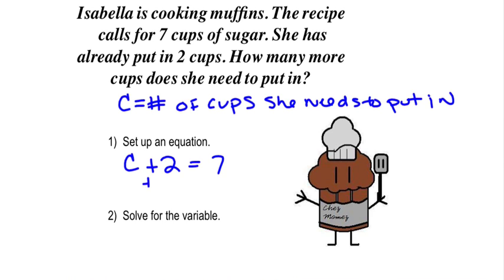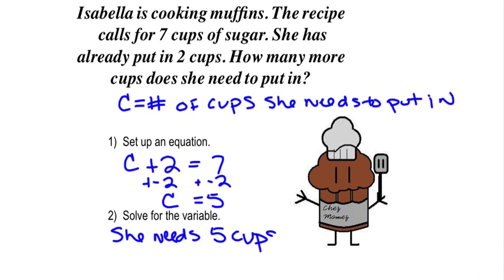We have an add-in. Let's add the opposite of the add-in to both sides of the equation. We end up with C is equal to 5. Okay? And now we're going to answer the question. So she needs 5 cups. And we're done.